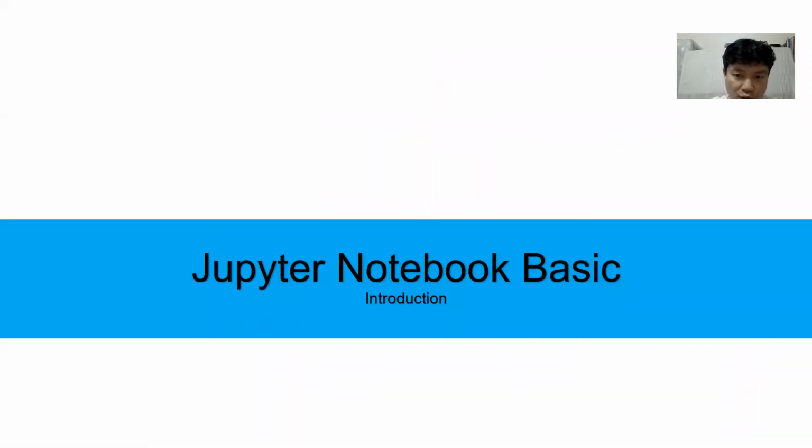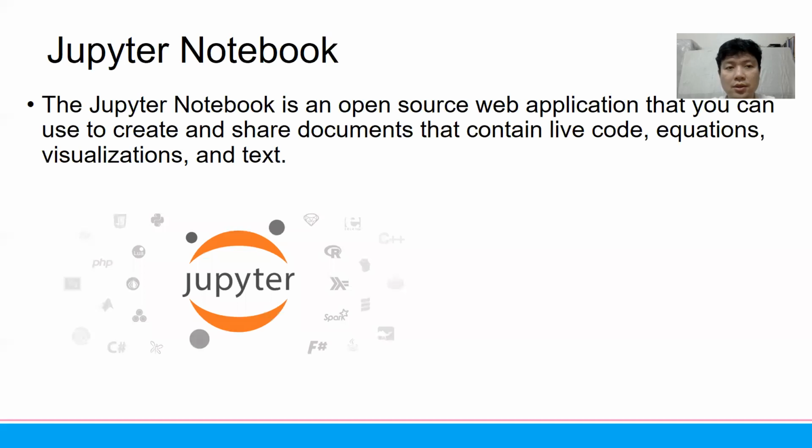Okay, so Jupyter notebook. The Jupyter notebook is an open source web application, and it is used to create and share documents that can contain live code, equations, visualization, and text. So the Jupyter notebook is now a very well-known tool for creating analysis, especially when you are doing real-time analysis. Yeah, Jupyter notebook is very cool.